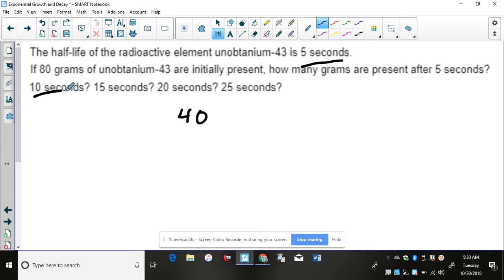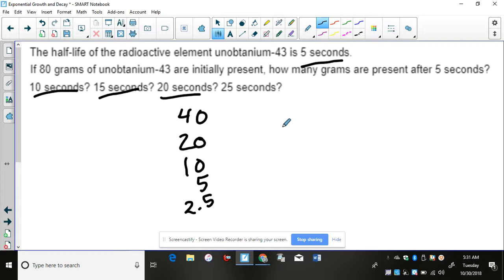After 10 seconds, that's 2 half-lives, right? We would have half of this, which is 20. After 15 seconds, that's another half-life, of which there's 20 remaining, so now there's 10. So we see what we're doing is we're constantly dividing this by a half.